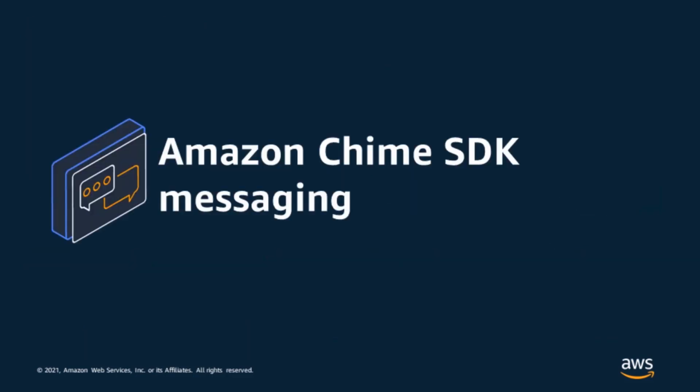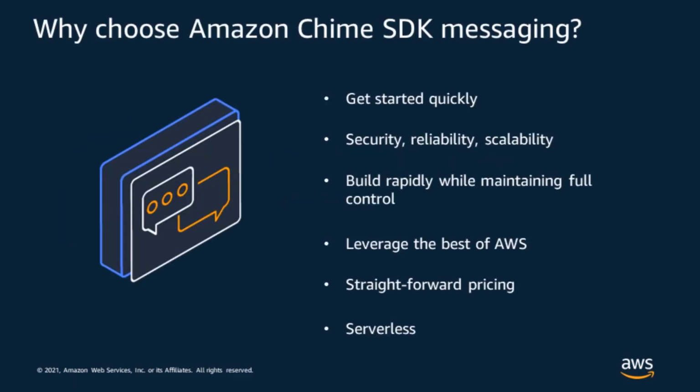Now that you have a better understanding of the Amazon Chime SDK, let's dive a bit deeper on the messaging features of the SDK. Starting with why you should choose Amazon Chime SDK messaging. Well, we hear from customers that they want to build chat features into their applications, but don't want to just build another application with standard chat features. They want to do more, build a differentiated experience that leverages the best of what AWS has to offer, and that they are in full control of.